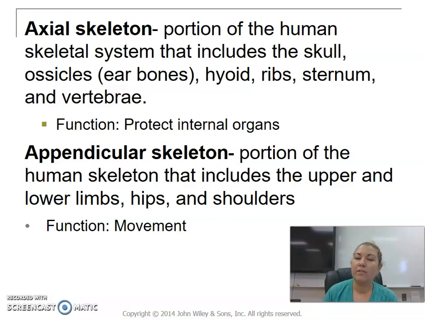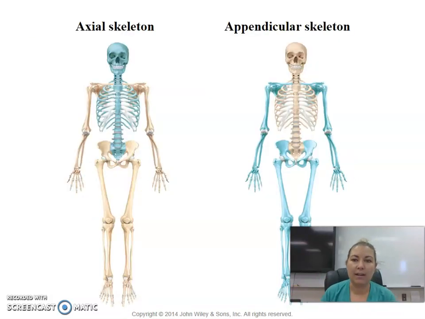So big differences in the shapes of these bones and of course their functions because those things go hand in hand. So in your book you can see very clearly the axial versus appendicular. The only thing that students occasionally will get mixed up is that all of the attachment points, including the clavicle, the shoulder blade, the hips, belong to the appendicular skeleton. So the only thing in your axial skeleton is going to be the skull, vertebrae, sternum, and ribs.